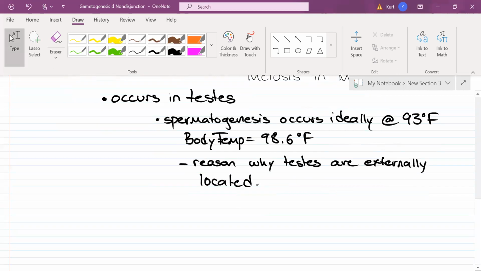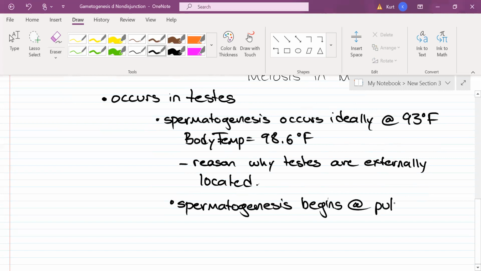Also, guys, when do you start producing sperm? Do you know? Puberty. Spermatogenesis begins at puberty, which is typically around 11, 12 years old.